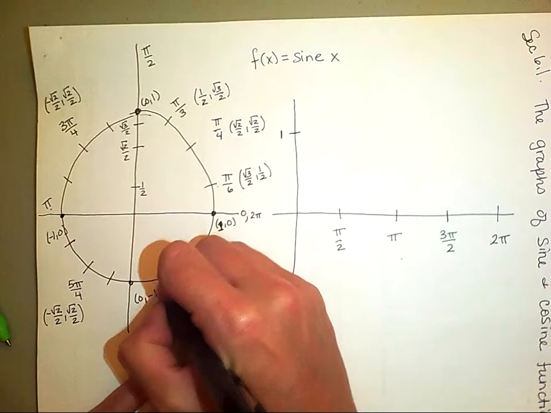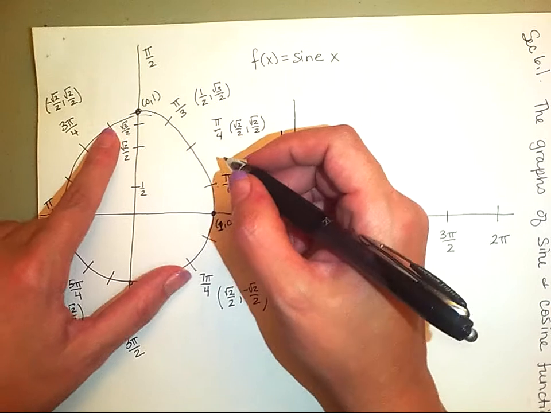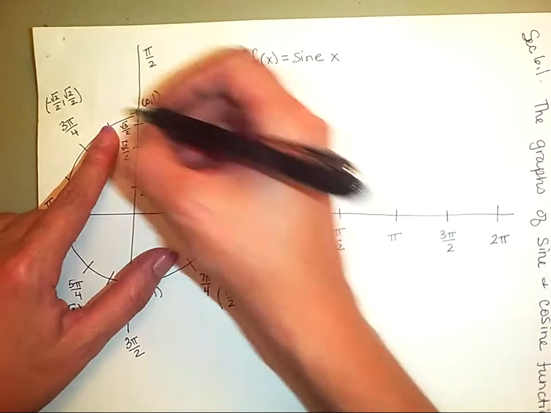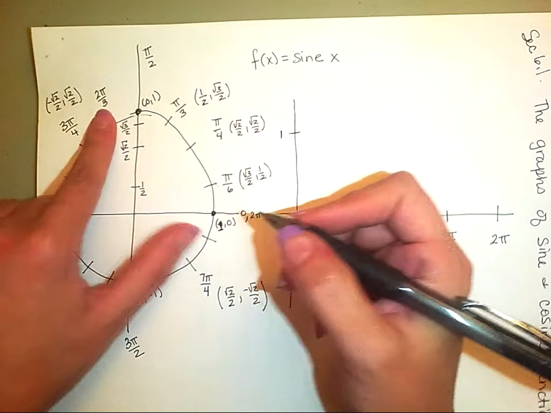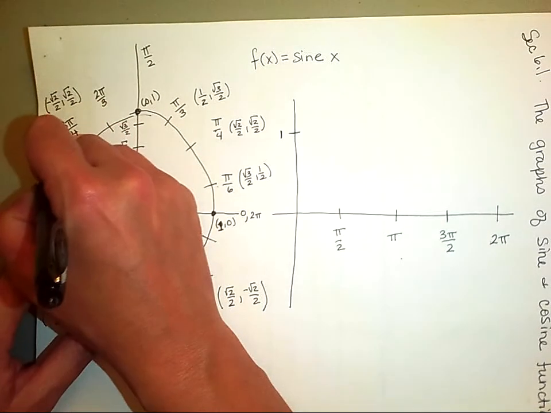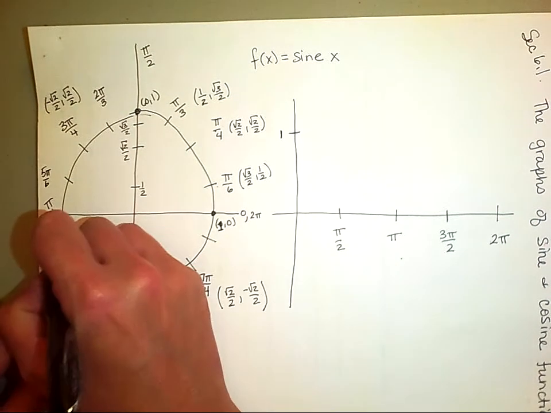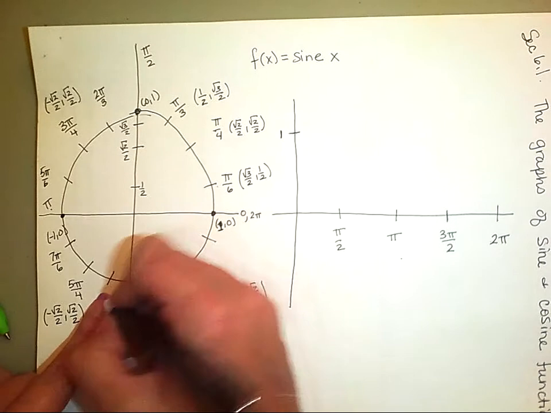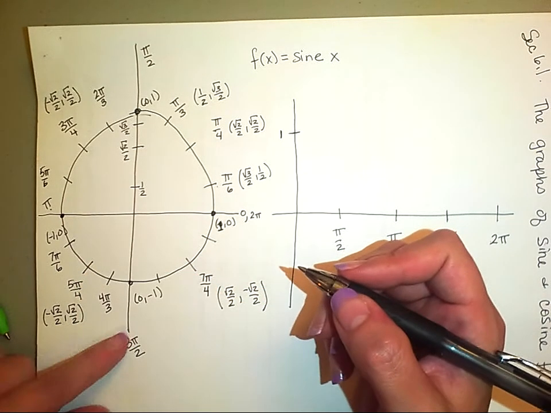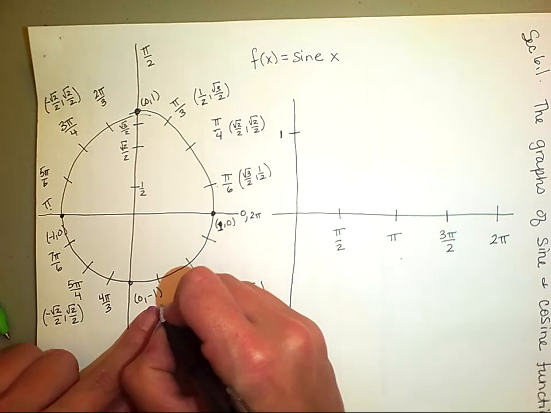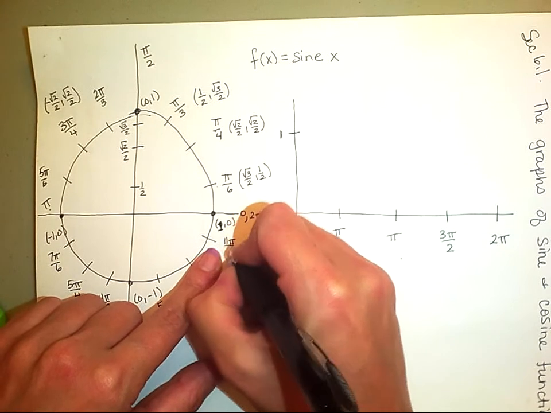Here, here, here. Now let's count out what they are. 1 pi over 6, 2 pi over 6. This is 3 pi over 6. This is 4 pi over 6, which reduces to 2 pi over 3. This is 5 pi over 6. 6 pi over 6. This is 7 pi over 6. 8 pi over 6, which is 4 pi over 3. 9 pi over 6, which is 3 pi over 2. 10 pi over 6, which is 5 pi over 3. And then finally 11 pi over 6.